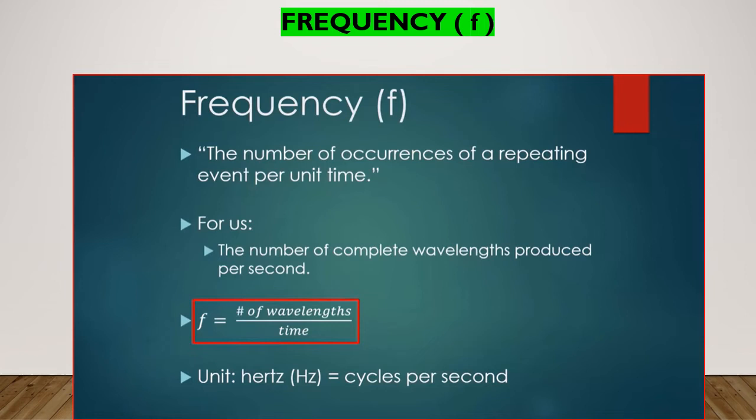Frequency, F. Frequency is the number of occurrences of a repeating event per unit time, the number of complete wavelengths produced per second. In equation, F is equal to the number of wavelengths divided by time. The unit of frequency is hertz, and is equal to cycles per second.